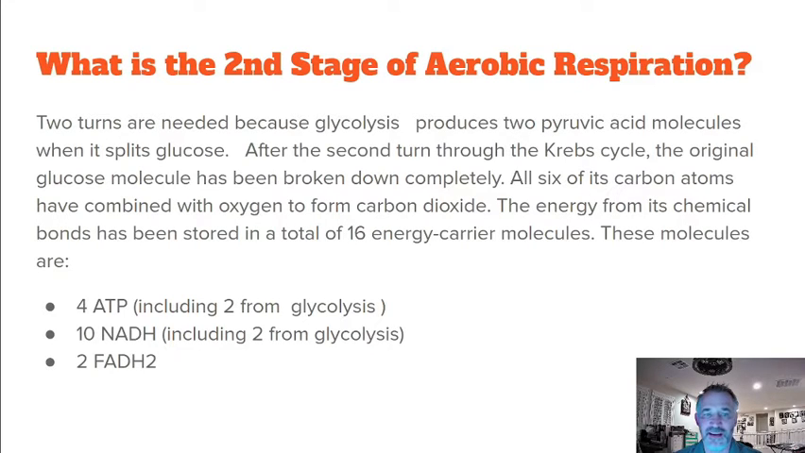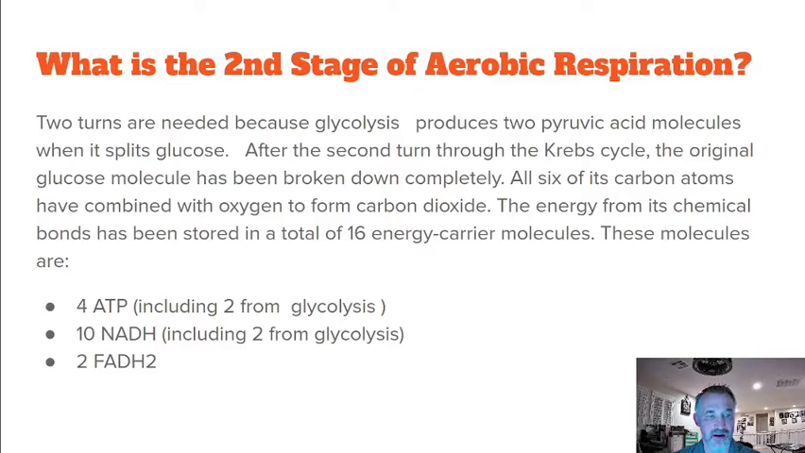2 turns are needed because glycolysis produces 2 pyruvic acid molecules. When it splits glucose apart, after the second turn through the Krebs cycle, the original glucose molecule has been broken down completely. All 6 of its carbon atoms have been combined with oxygen to form carbon dioxide. The energy from its chemical bonds has been stored in a total of 16 energy-carrying molecules.